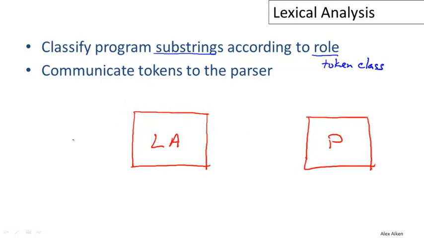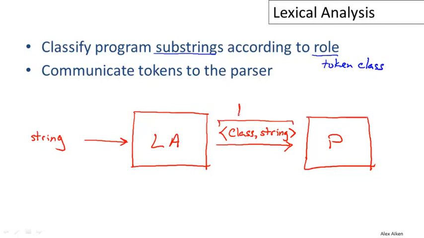Okay, and the functionality here is that the lexical analyzer takes in a string, typically stored in a file, so just a sequence of bytes, and then what it sends to the parser is a sequence of pairs, which are the token class and substring, which I'll just say string here. So it sends a string, which is a part of the input, along with the class, the role that it plays in the language, and this pair together is called a token.